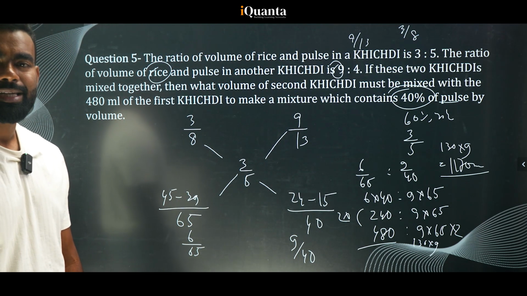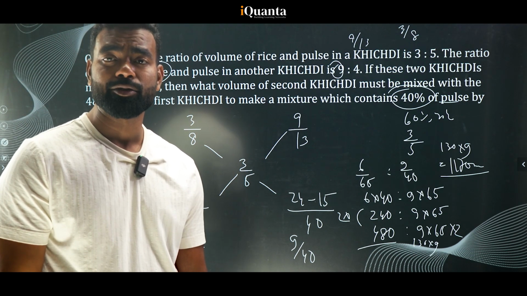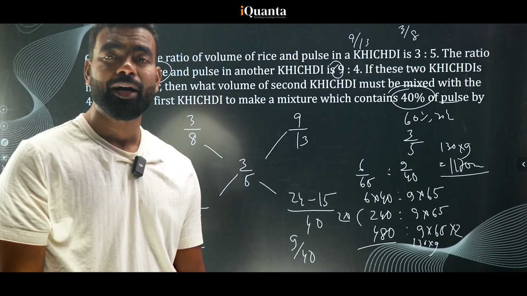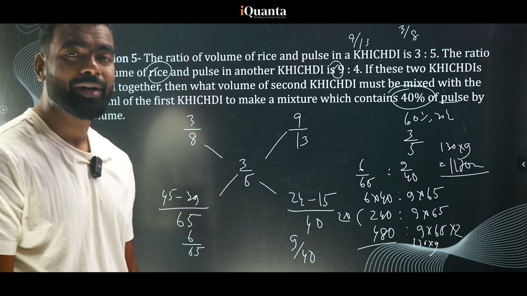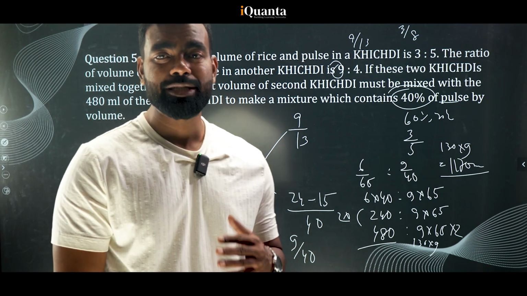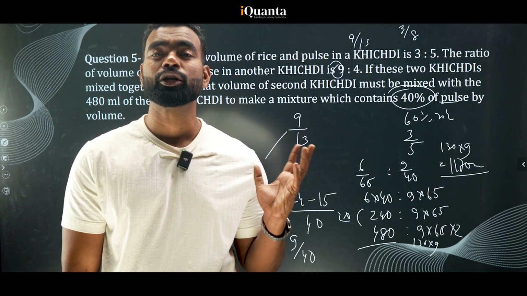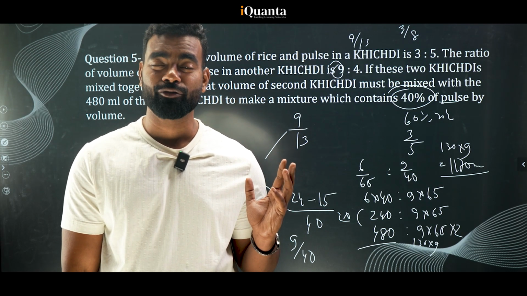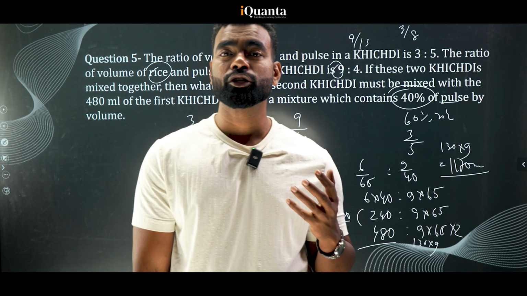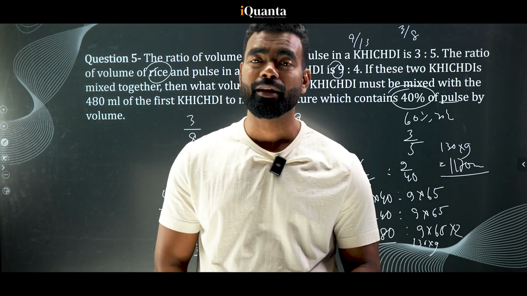So also you need to calculate very smartly, because if you're not calculating smartly, you get a lot of problems, right? So this is all about this session. In this session we learned about the mixture part. We also learned how exactly we use this mixture alligation in this kind of questions. And we have also learned so many things about different questions as well.